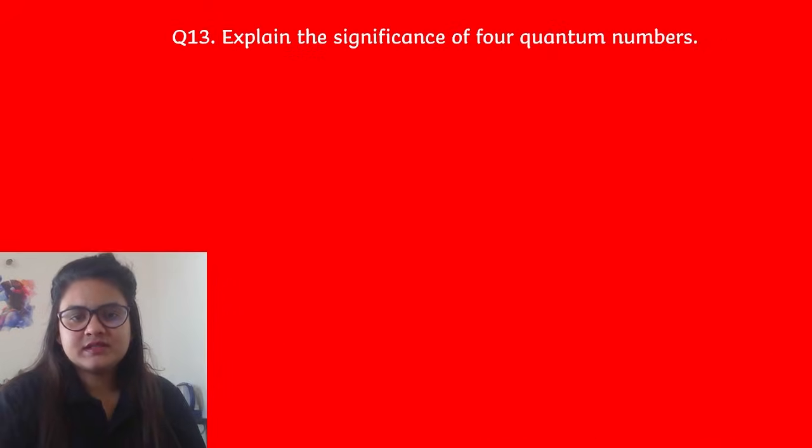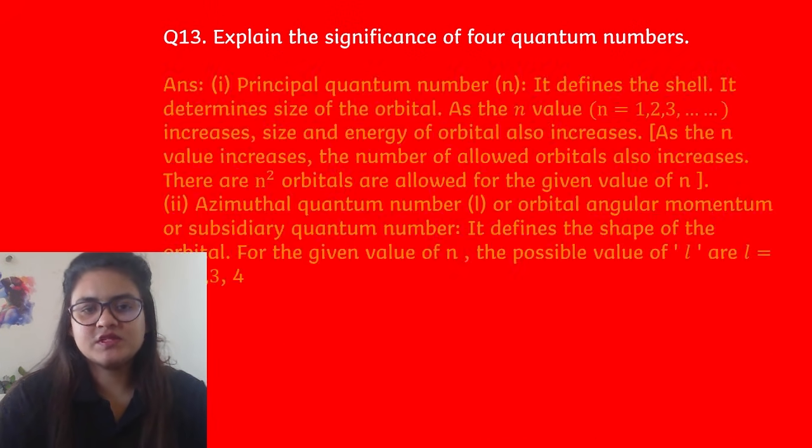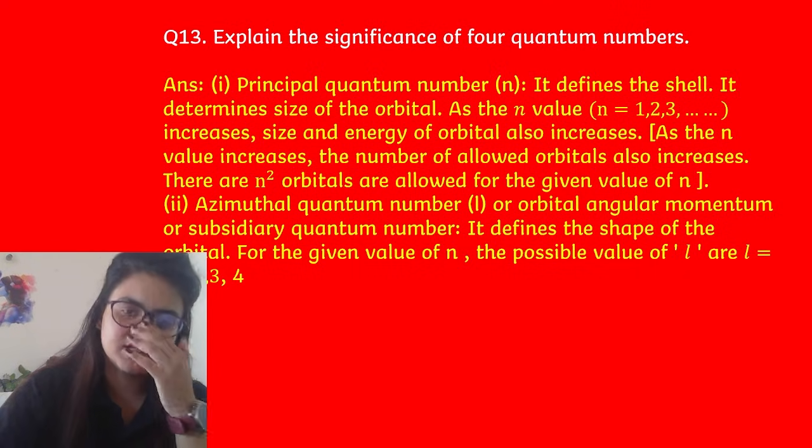Let's proceed further. Here you can see, explain the significance of quantum numbers. First you can see the principal quantum number, that is n.